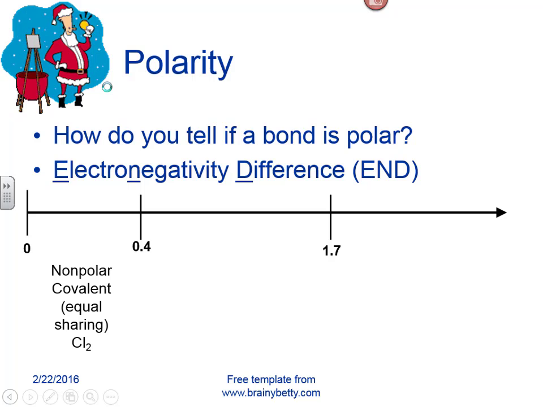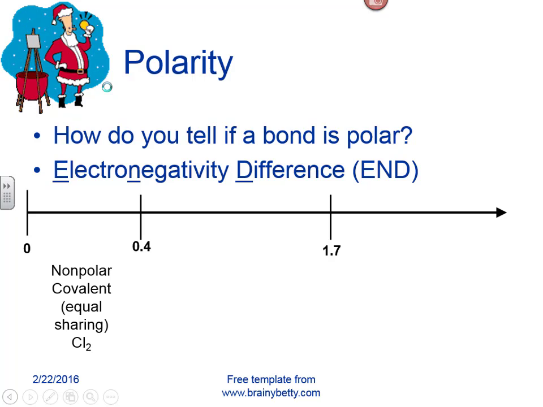An example of something with a nonpolar covalent bond would be Cl2. If you wanted to find the electronegativity difference for Cl2, look up chlorine, and you subtract them. What do you get? 0. Without even looking it up. You don't even need to look that one up because they're the same. So if the electronegativity difference is 0, those electrons are going to be shared right down the middle. That means it's nonpolar.